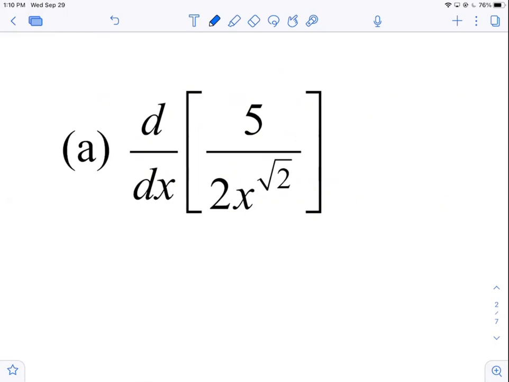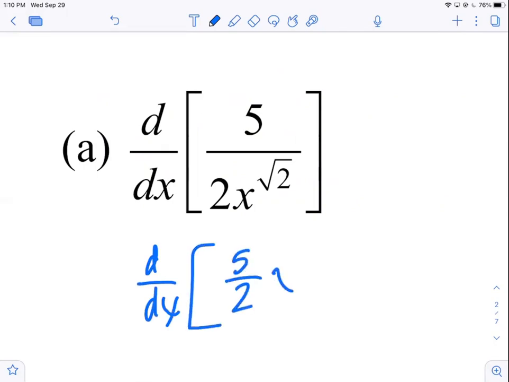Is it in the right format? No. So that's always the first step. Size it up. And once you decide that you're going to use the power rule, you need to put it in that power rule format. So we have to rewrite the instructions as we work straight down. 5 over 2, x to the what power would it be? Negative square root of 2 power, okay?